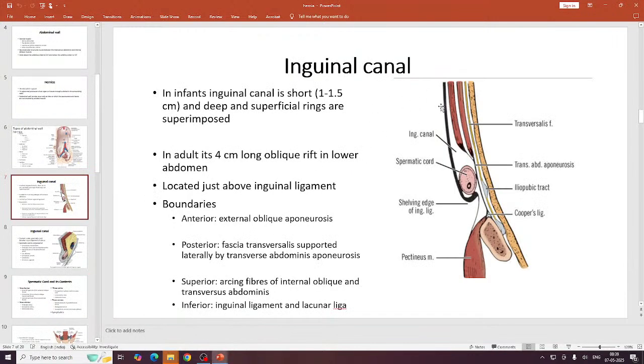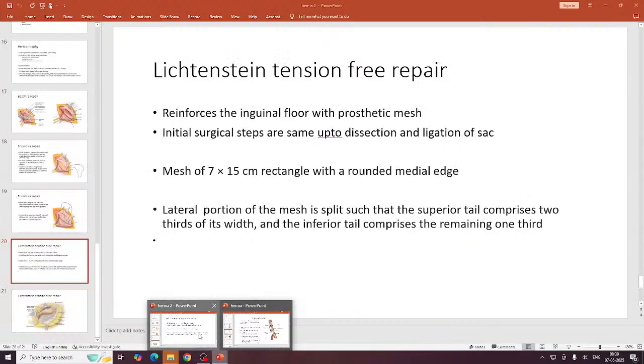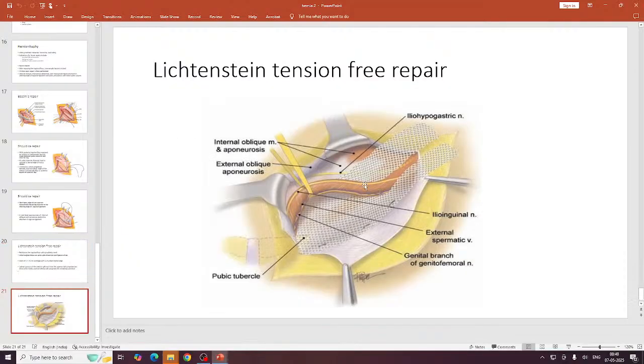So, here a mesh is placed between the external oblique and internal oblique, and it is brought down and stitched to the reflected part of the inguinal ligament. So, it will make a covering over the posterior wall and strengthen it. And we make an opening into it, so that this is how from the front it looks like once we have placed it.